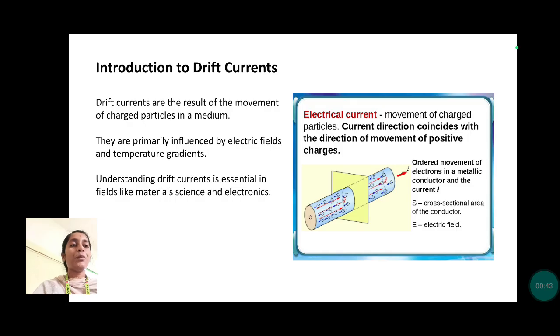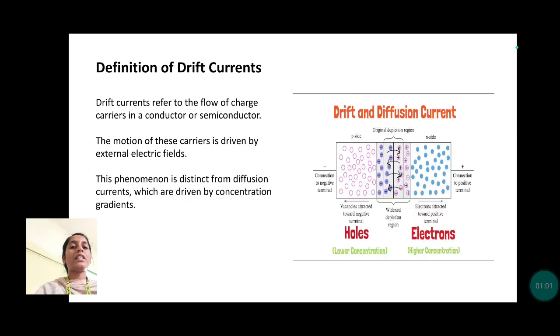Electrical current is the movement of charged particles. The current direction coincides with the direction of movement of positive charges. Ordered movement of electrons in a metallic conductor gives the current I, where S equals the cross-sectional area of the conductor and E equals the electric field. Coming to the next one.